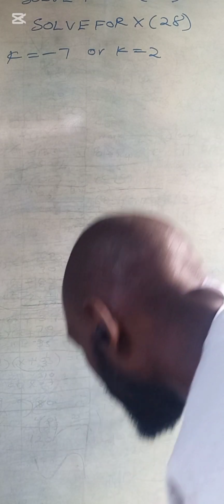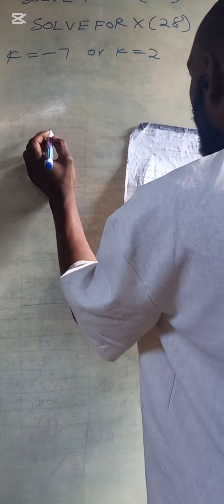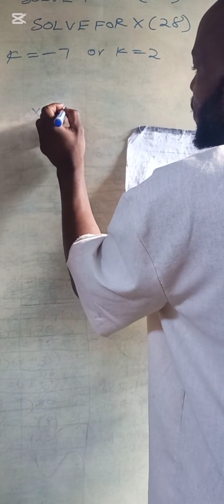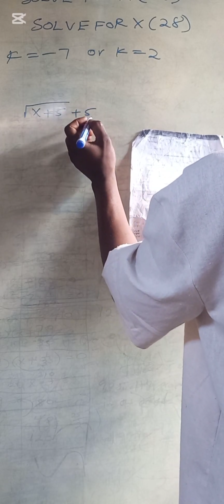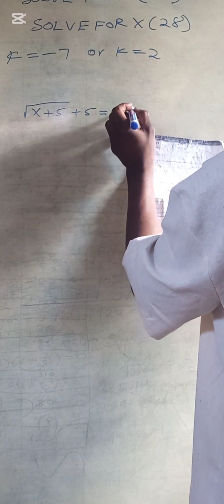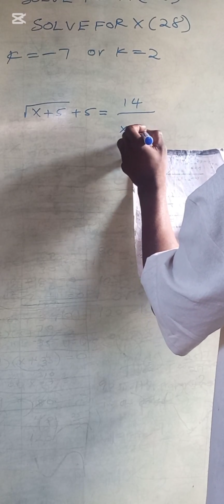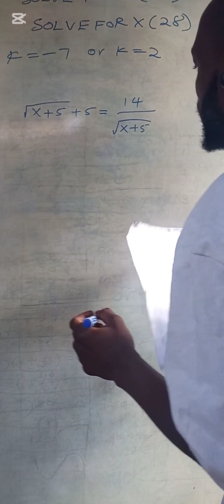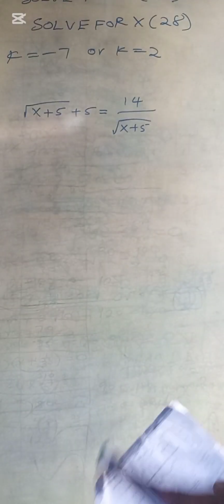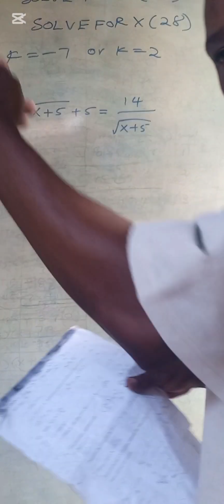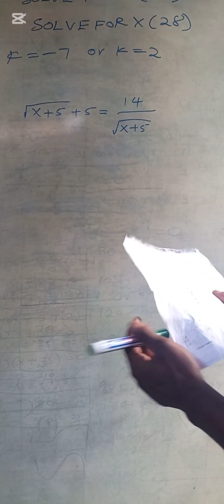Because the next question they're saying, hence or otherwise solve for x, if the square root of x plus 5, plus 5, is equal to 14 over the square root of x plus 5. When they are saying hence or otherwise, they basically mean use the information that you just got answering the question above. Use it to get the answer for this one.